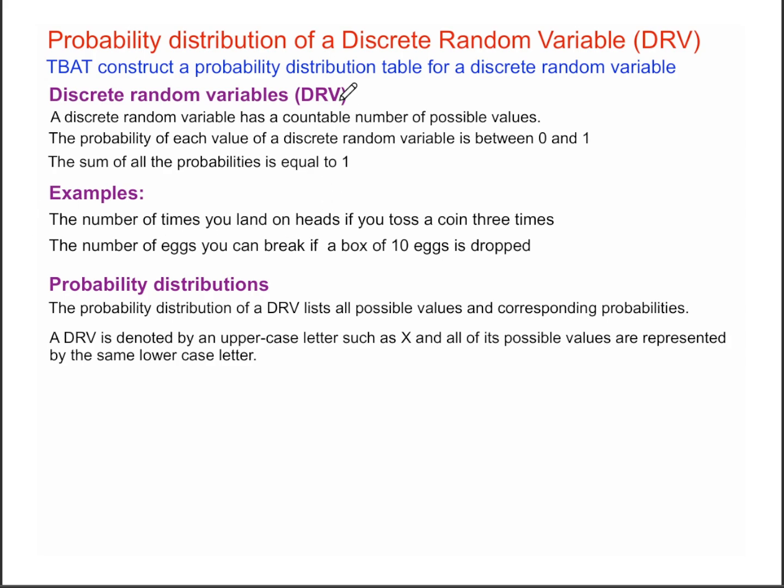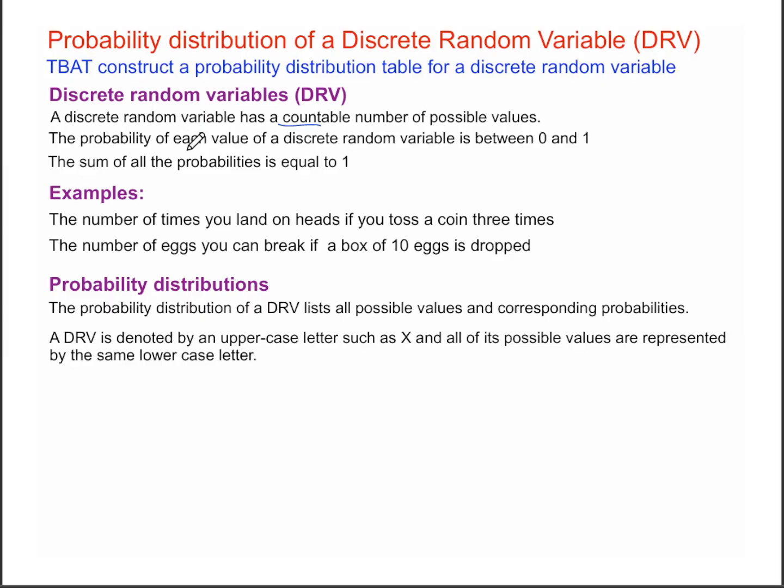This class is on probability distribution of a discrete random variable. For this first lesson, we're going to understand what certain things mean, like, what is a discrete random variable? A discrete random variable has a numbered amount of possible values. There are no unlimited values that are possible. It has a countable number, maybe 5 possible values, or so on.